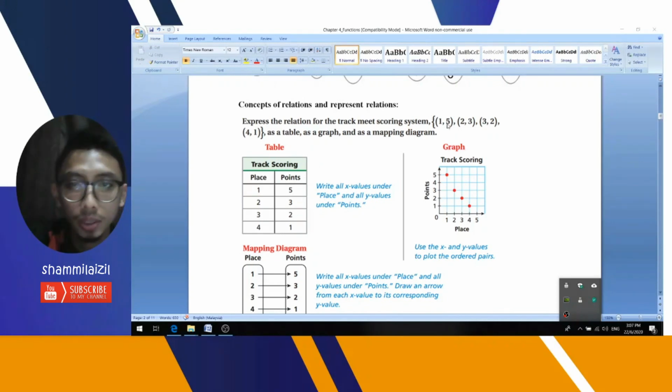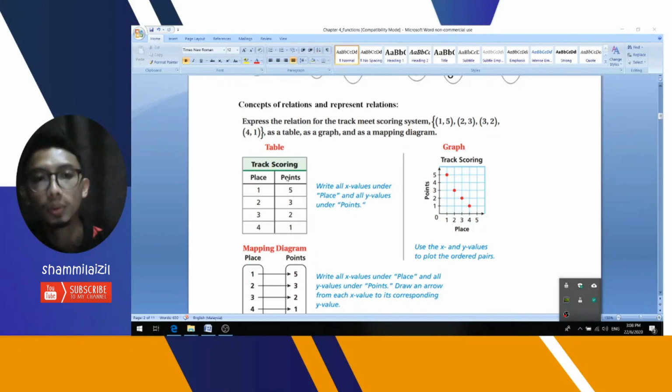Okay guys, so take a look at this one. This is x, this is y, this is x, this is y, and so on. Okay, the x values are 1, 2, 3, 4. That's why 1, 2, 3, 4 in table form. The left part here is always the x values, the right part here is always the corresponding y values. As we can see, 1, 5 actually represents the coordinate 1, 5, and so on: 2, 3, 3, 2, and 4, 1. Okay, so this is table form.